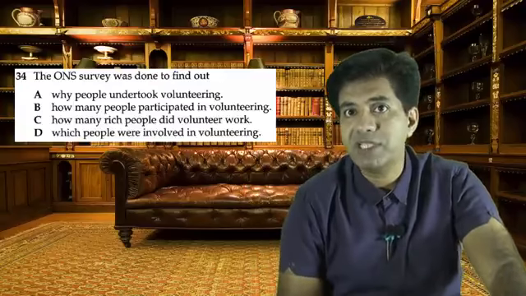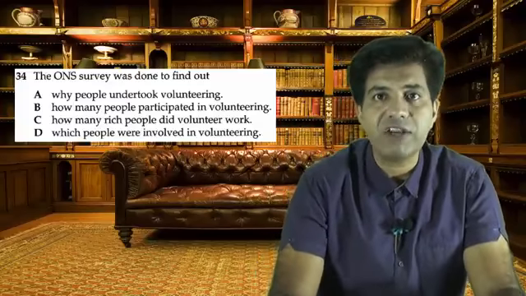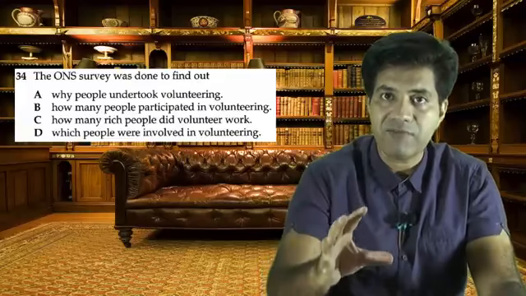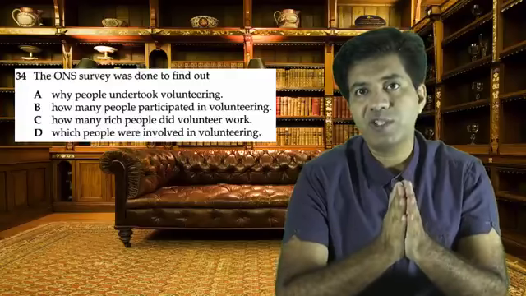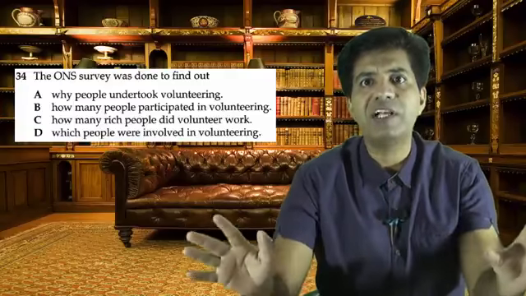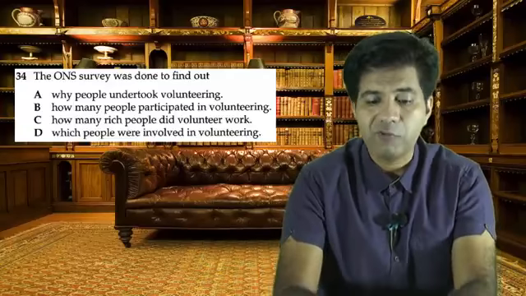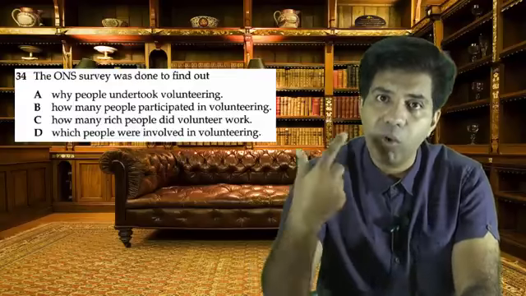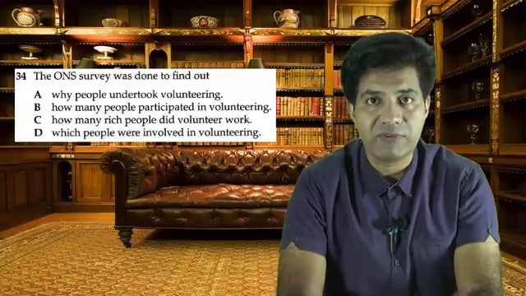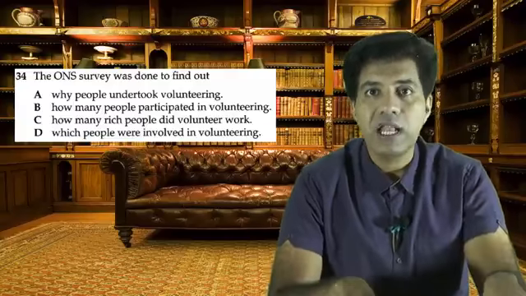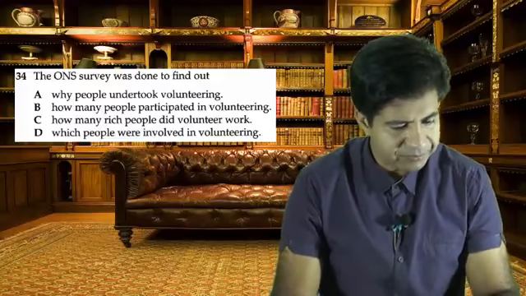Don't read the options right now. First you need to go to the passage and see where the relevant information is. Whenever there is a multiple choice question, just imagine there are no options. Once you decide there are no options, on your own you need to find out what the finding of the ONS survey was. Once you read it in the passage, you come to the options and find which one is the right one. Now I'm going to see where it is.